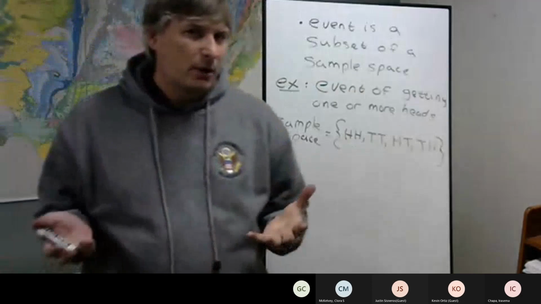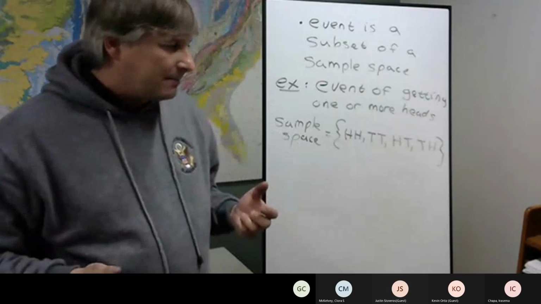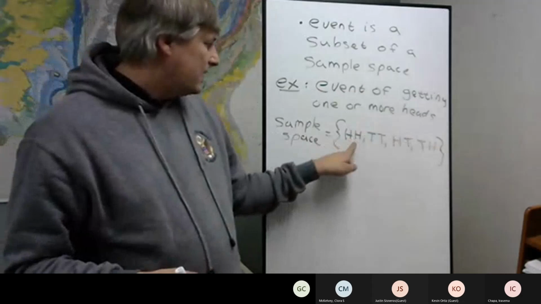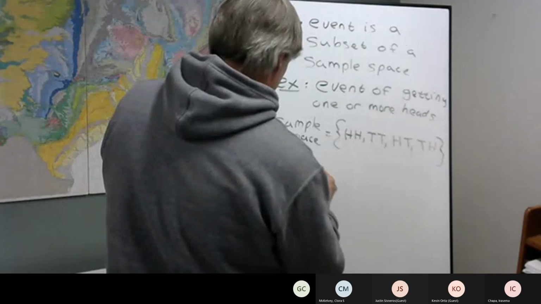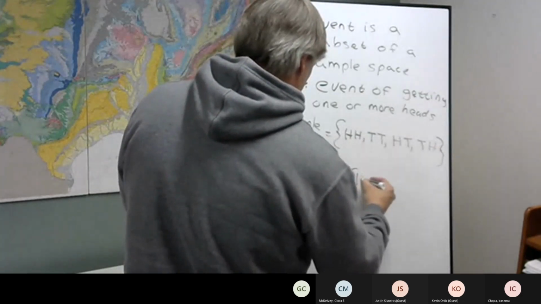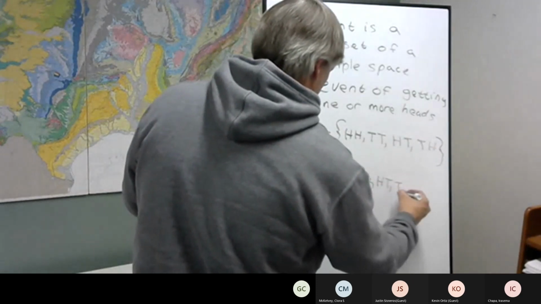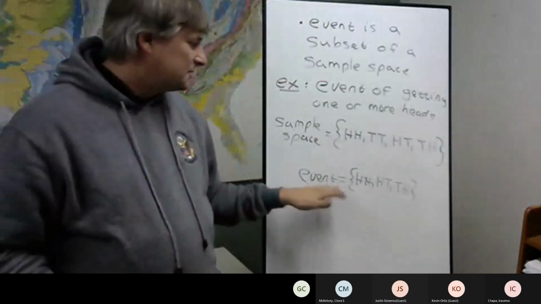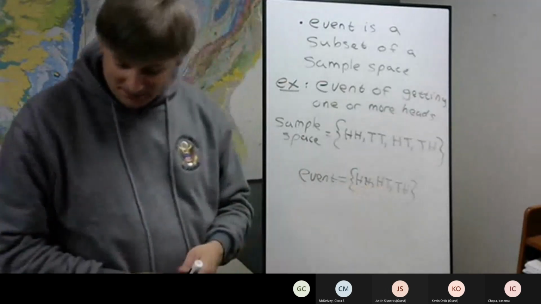So we're tossing a coin twice again. We want to know the event of getting one or more heads. So that means we take a look at these outcomes and we pull from these outcomes every outcome that has at least one or more heads. And it's going to be this. And so this is going to be our event. It's all the outcomes that contain one head or more.